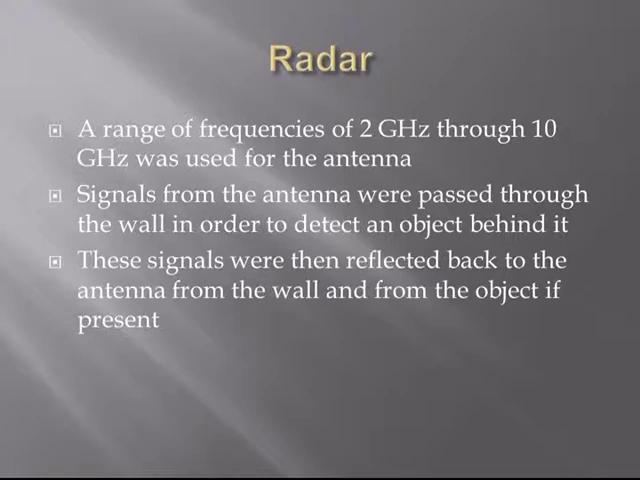For our radar itself, we used an ultra-wide bandwidth, so frequencies of 2 GHz to 10 GHz were used for the antenna. These signals were passed through the wall in order to detect an object behind it. These signals were then reflected back to the antenna from the wall and from the object if it was present in the simulation.